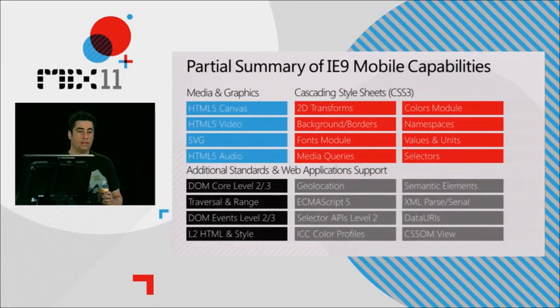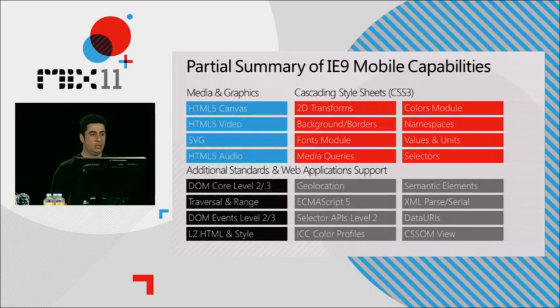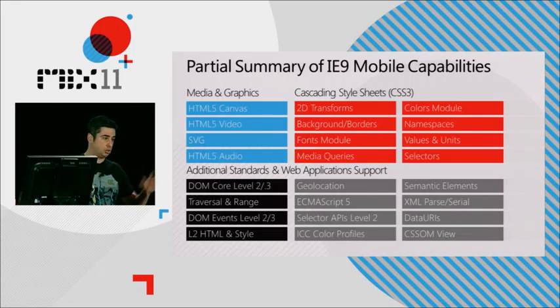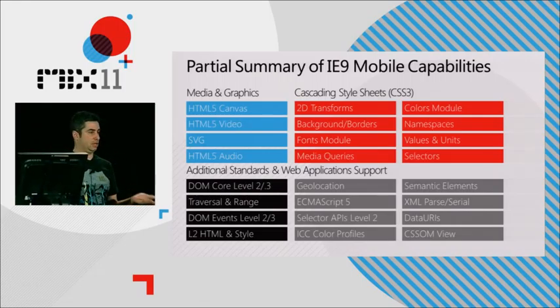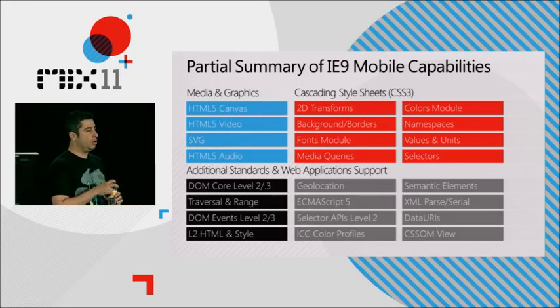All right. Let's take a look. Now, this slide is a partial summary of the stuff that we put into IE9 Mobile. It's not exhaustive, but it should give you a pretty good idea of what we did in the browser. So we implemented things like HTML5, Canvas, and video and audio, which you saw in the keynote today when Joe did the audio demo. That was one of the things that I worked on. I'm really glad it worked, actually. The SVG stuff, that's also in there now.